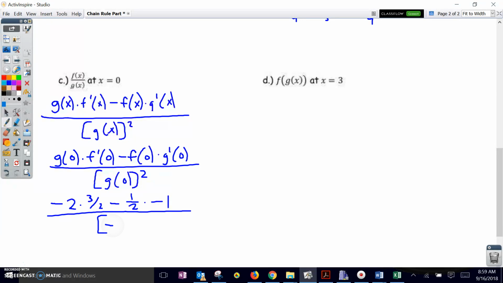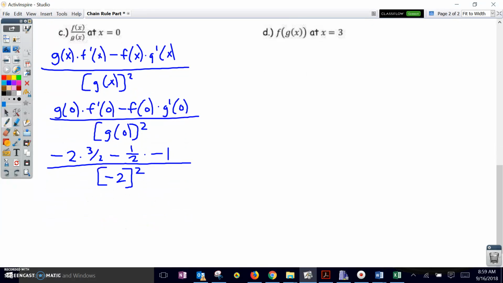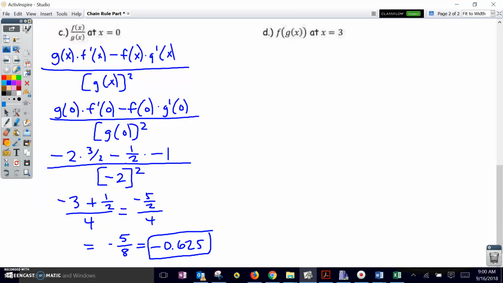And then I need g of 0 squared in my denominator. Alright, so let's see what we've got here. We've got -3 plus 1/2 all over 4. It's -5/2 over 4. Or -5/8. For those of you who like decimals, -0.625. That's going to be the value there.